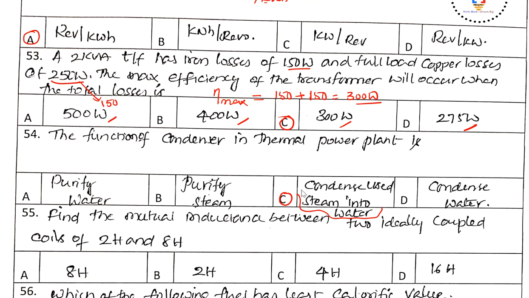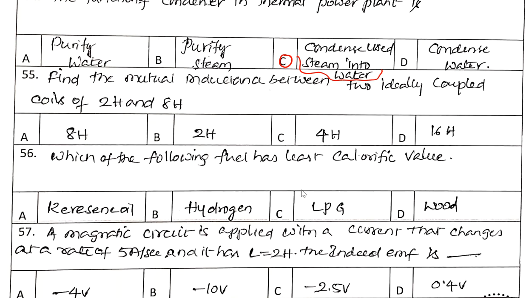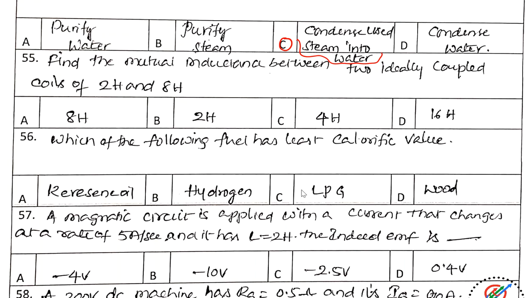Next one. Find the mutual inductance between two ideally coupled coils of 2 Henry and 8 Henry. So we need to find the mutual inductance. The relationship between the mutual inductance and self inductance we will define with a ratio here, that is M is equal to K divided by... sorry, mistaken here, I'll correct it.